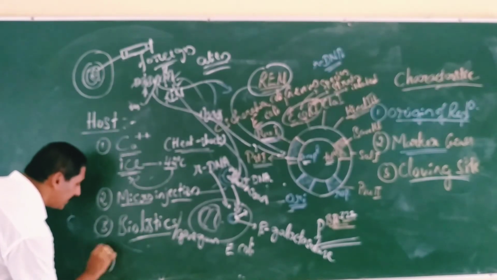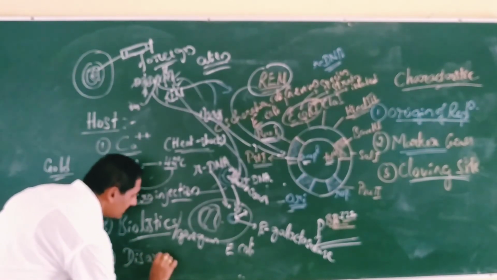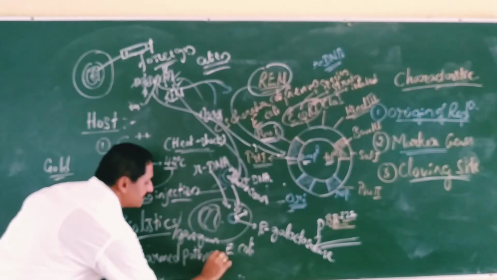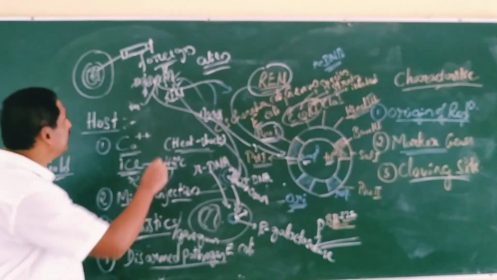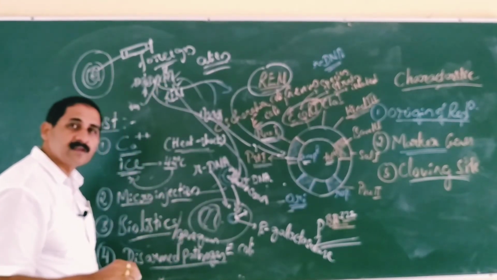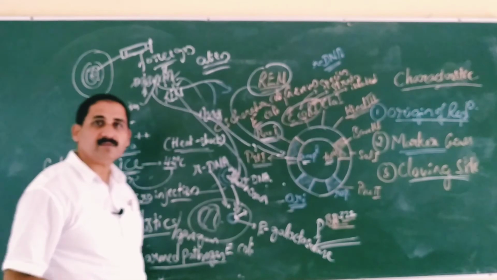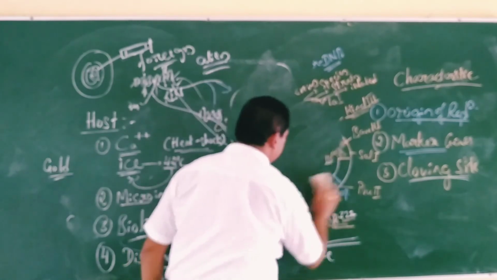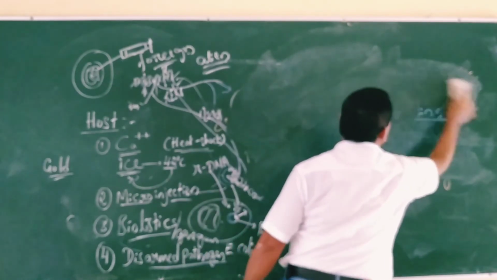And the fourth important method is the disarmed pathogen. Disarmed pathogen is used to introduce a foreign gene or foreign DNA or alien DNA into human beings or an animal cell or any other eukaryotic organism. What is this disarmed pathogen? Not only in animal cells, even in plant cells, we are using a specific plasmid vector that is called TI plasmid, tumor-inducing plasmid.